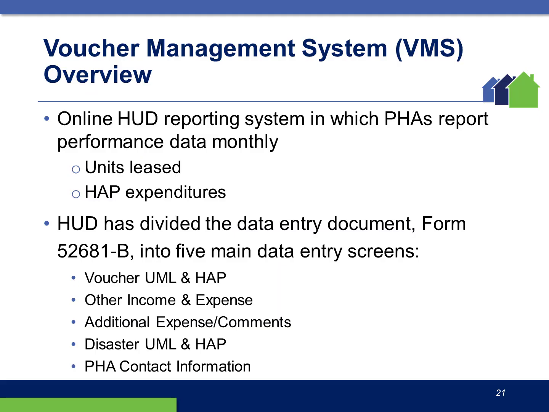The Voucher Management System, more commonly known as VMS, is an online reporting system used by HUD. On a monthly basis, all PHAs are required to report units leased, HAP expenditures, and other information. Within VMS, HUD has divided the data entry document, Form 52681-B, into 5 main data entry screens: Voucher UML and HAP, Other Income and Expense, Additional Expense and Comments, Disaster UML and HAP, and PHA Contact Information.